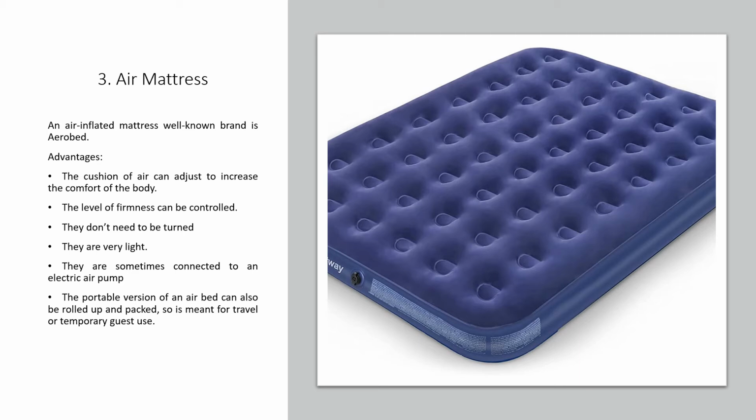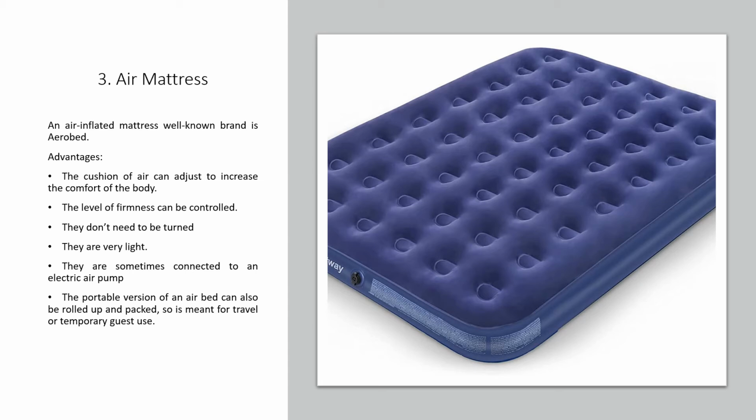After discussing the first two categories of mattresses, that were spring mattresses and foam mattresses, now we are going to discuss the third category, that is air mattresses. Whenever we talk about air mattresses, a well-known brand that produces them is Aerobed. The advantages of air mattresses can be listed as below.